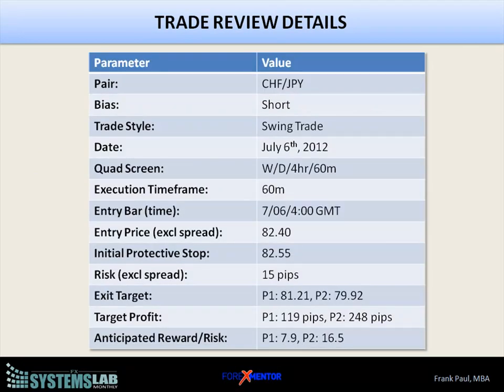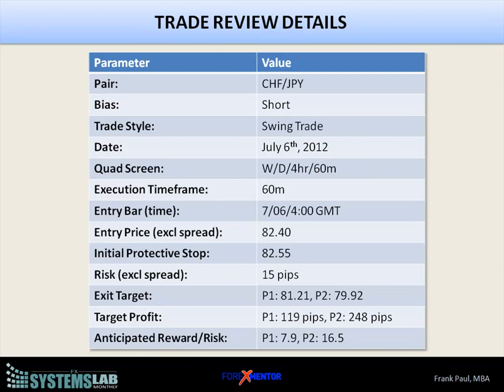We're going to look at a chart illustration for Swissy yen with a short bias, swing trade bias that is, swing trade short, July 6, 2012. The 4 time frames that have to line up the same way based on DMI are the weekly, daily, 4-hour, 60-minute charts, the execution time frame being the lowest of the 4, that is the 60-minute chart. The entry bar for the open for 4 a.m. GMT July 6th at an entry price of 82.40.